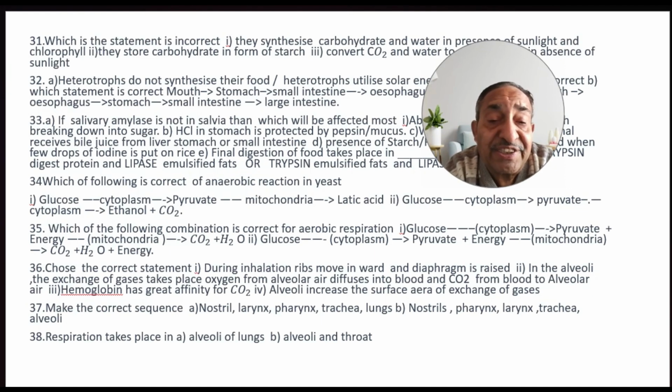Next, question number 37. Make the correct sequence. First, nostrils, larynx, फेरिंग्स, ट्रेकिया एंड लंग्स. दूसरा है नॉस्ट्रल्स, फायरिंग्स, लैरिंग्स, ट्रेकिया एंड एलोवेली. देखिए बाकी इसमें ऑप्शन मैंने नहीं लिखे हैं क्योंकि इन दोनों में से कोई एक करेक्ट है. नेक्स्ट 38, respiration takes place in alveoli of lungs or alveoli and throat. ये आपने बताना है.